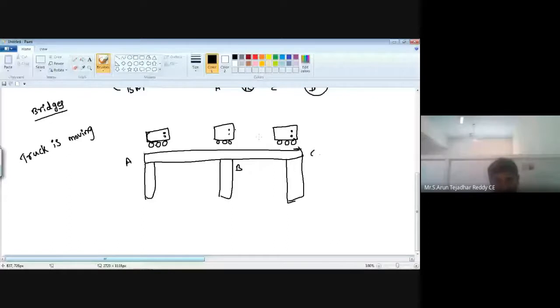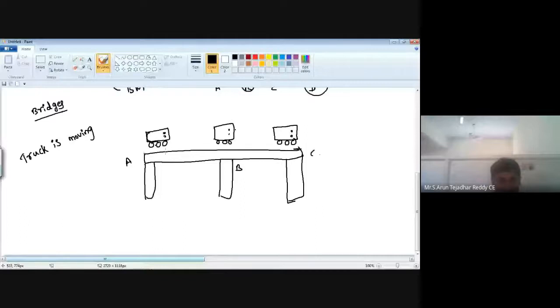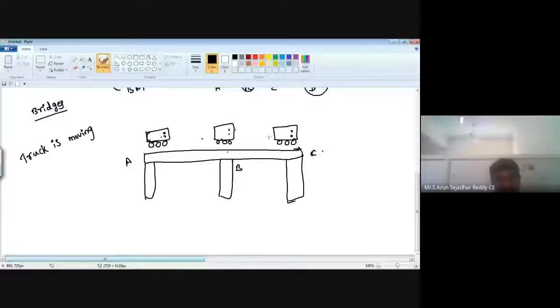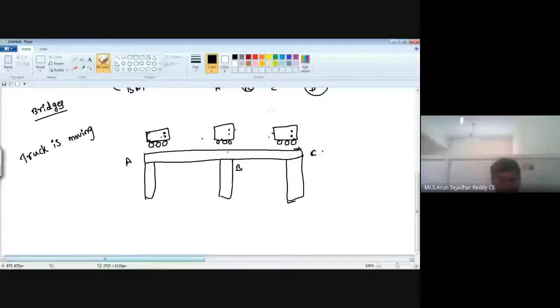Generally, the first initial point is A, the middle point is B, and the maximum is C. So the truck starts moving from point A, A to B, next B to C. It means it is traveling. The truck is traveling from A to B as well as B to C. Due to that, each location will have a different ILD.